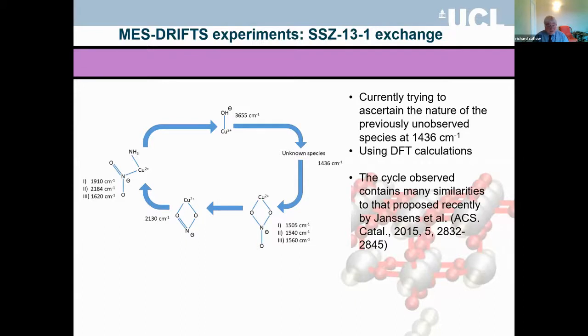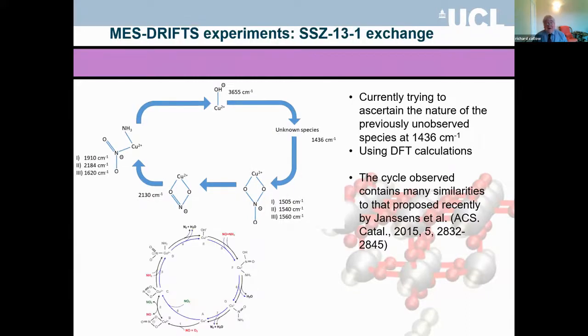Now we haven't got all the steps in this catalytic process, but you can see some of the key ones that have been identified by this experimental work. And particularly this copper hydroxide species. And in fact, then you can see the copper nitrate species that contains many similarities to a mechanistic cycle proposed in this nice paper by Janssens a few years ago. There's the cycle that he proposed.